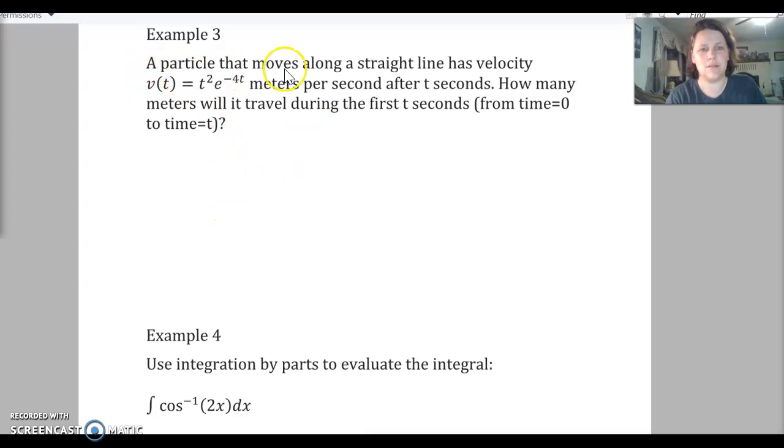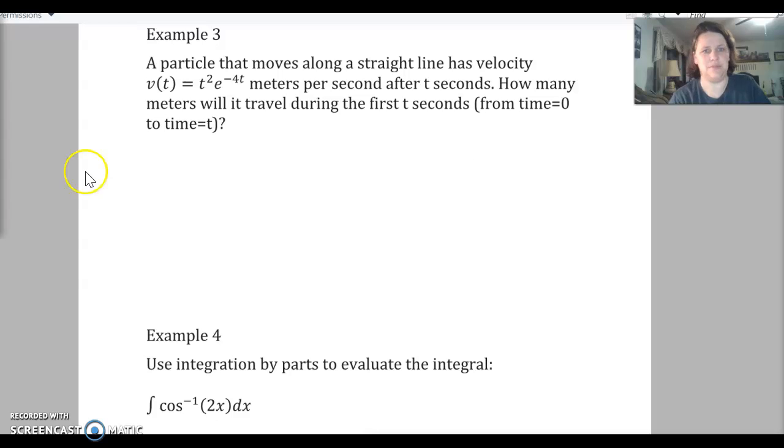We've got a particle that moves along a straight line, has velocity v of t equals t squared e to the negative 4t meters per second after t seconds. How many meters will it travel during the first t seconds? So we've got a real life problem here.